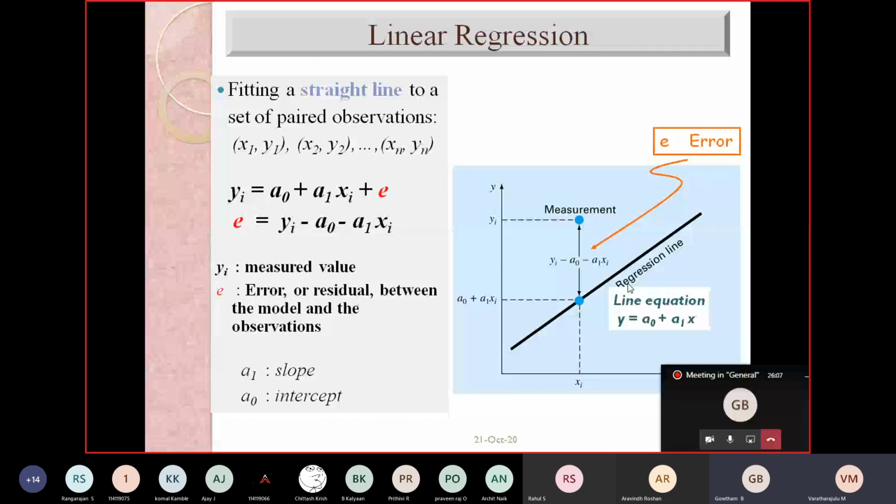Yes, and I have given an error. This won't always be positive, and many times it is below the regression line.